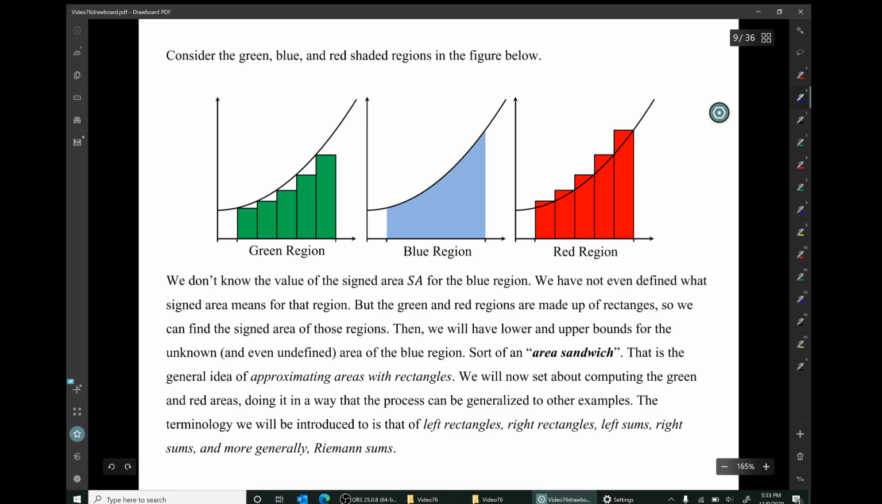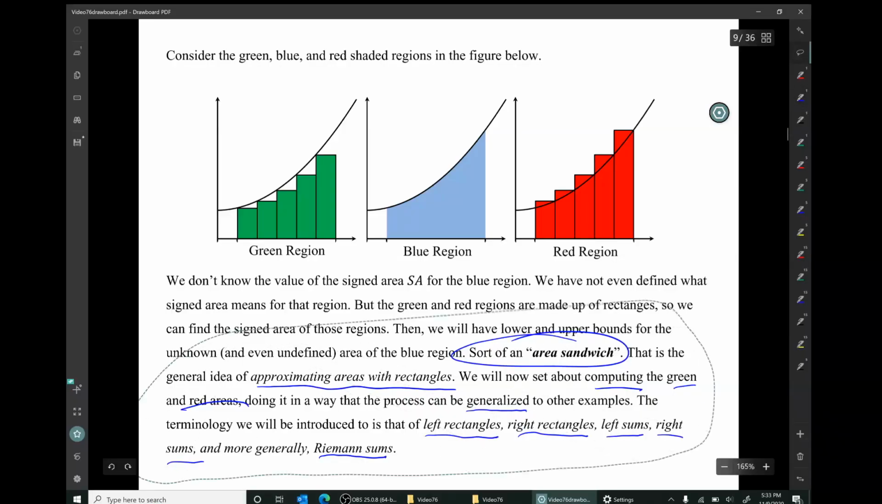I like to think of this as sort of an area sandwich. So that's the idea of approximating areas with rectangles. We'll now set about computing the green and the red areas, and we'll do it in a way that the process can be generalized to other examples. The terminology that will be introduced is that of left rectangles, left sums, right sums, and more generally, what are called Riemann sums.